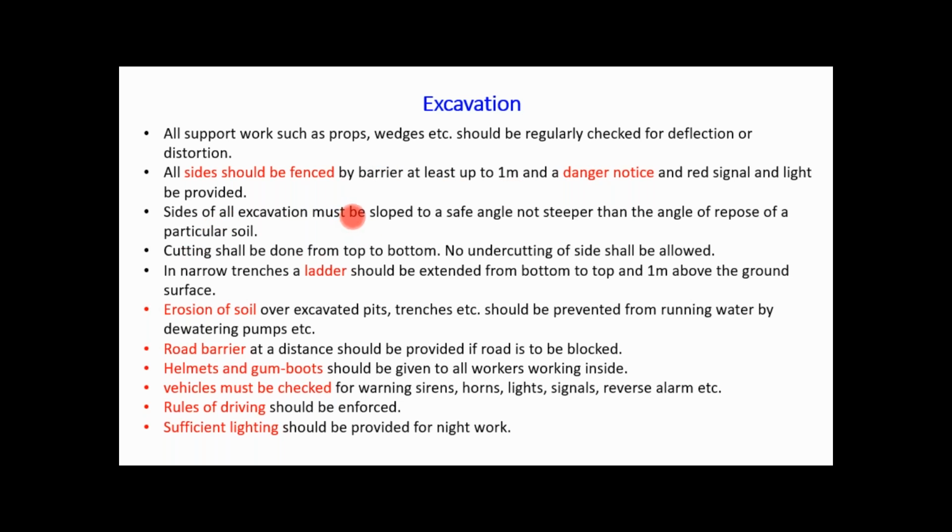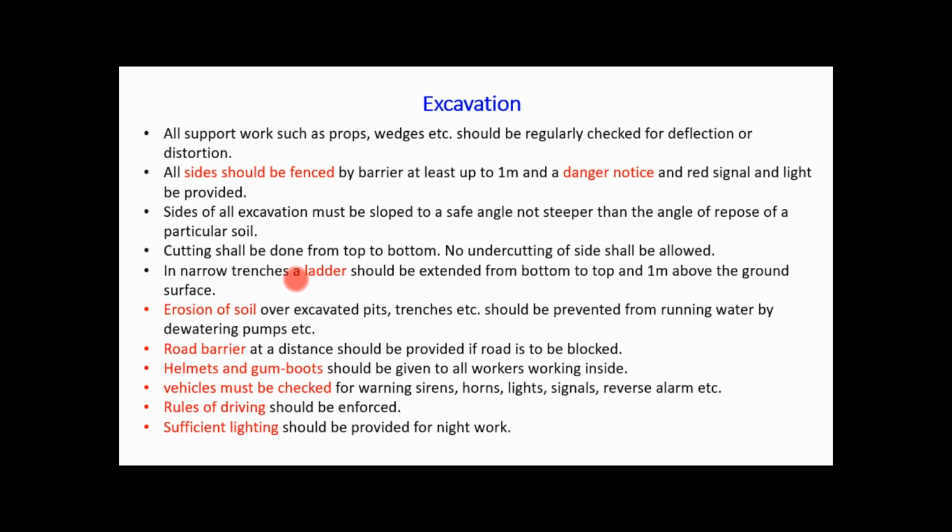The sides of all excavation must be sloped to a safe angle, not steeper than the angle of repose of a particular soil. So we have to avoid these slipping activities. That may be a slipping of a man, that may be a slipping or slipping of the heavy equipment. Then cutting shall be done from the top to bottom. No undercutting of side shall be allowed.